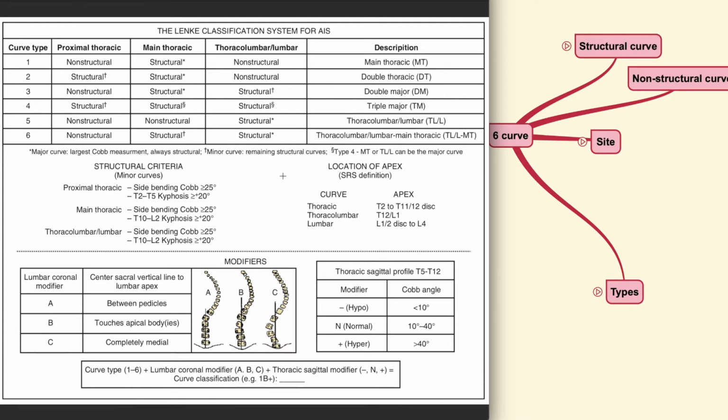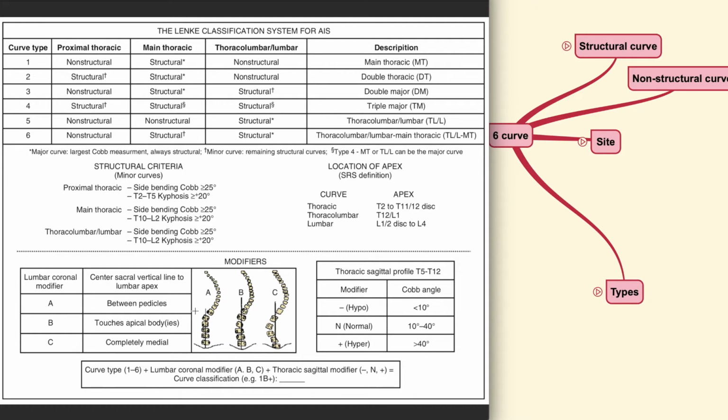The next thing you need to know is you need to measure the criteria for the minor curve, the structural criteria. The criteria includes side bending curve of more than 25 degrees and kyphosis from the lateral view. Afterwards, you need to identify the modifiers, which could be classified into 3 types of lumbar modifier A, B, or C based on the CSVL line to the lumbar apex.